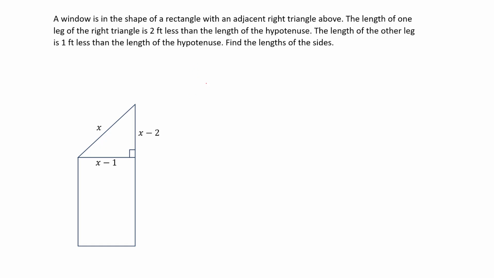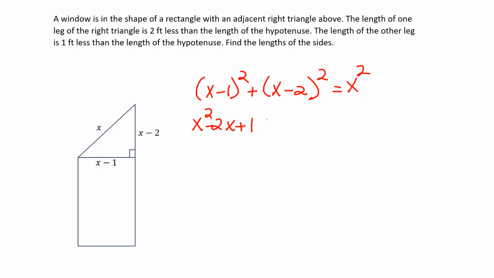So the sum of the squares of the legs is equal to the square of the hypotenuse. a squared plus b squared equals c squared. That is a right triangle. It holds to the Pythagorean theorem. So now I just need to multiply all this out. x squared minus 2x plus 1 plus x squared minus 4x plus 4 is equal to x squared.